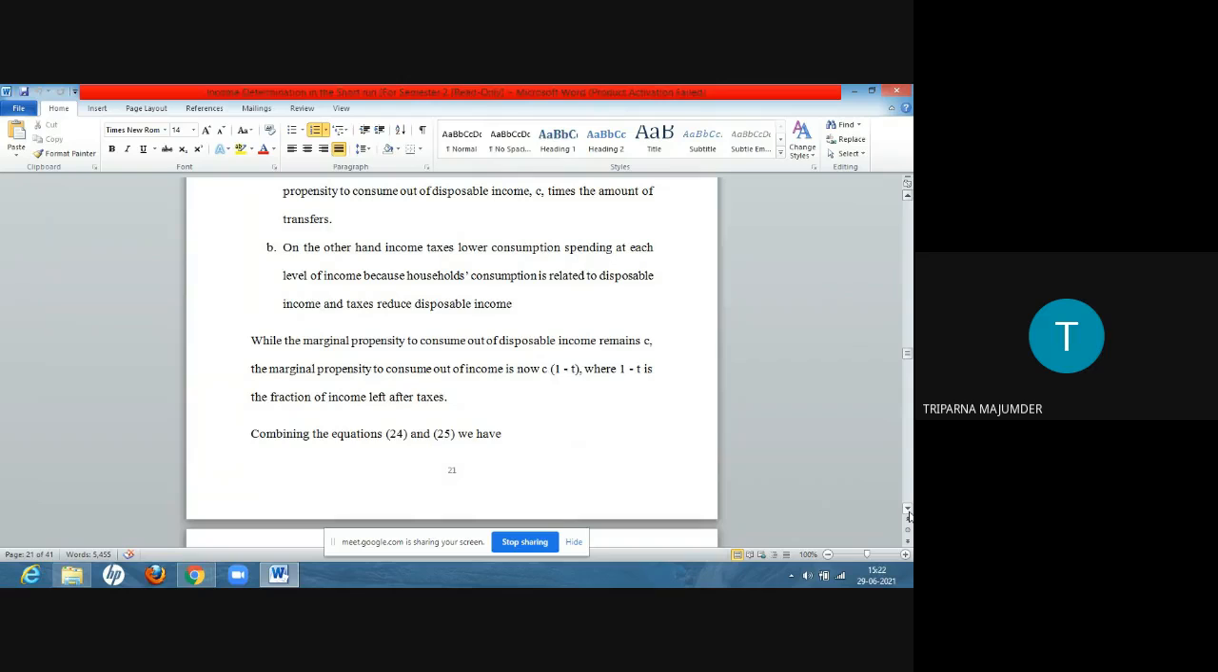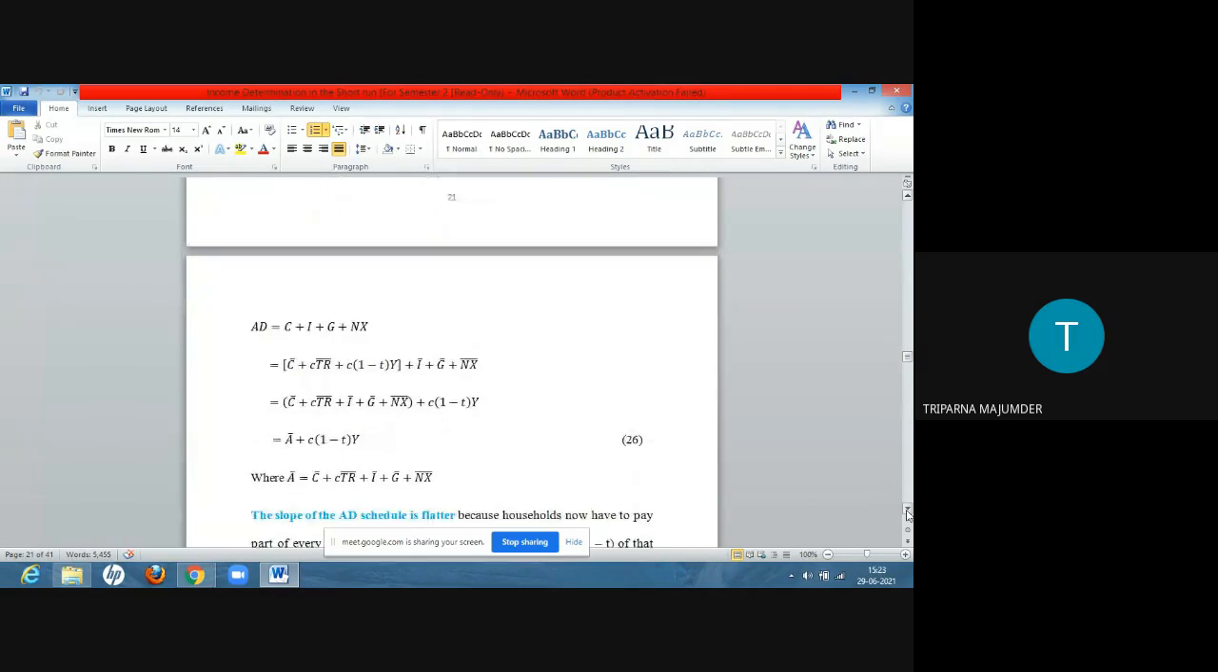Now, while the marginal propensity to consume out of disposable income remains small c, the marginal propensity to consume out of income is now c into 1 minus t, where 1 minus t is the fraction of income left after taxes. So we combine the two expressions to get aggregate demand. What is the aggregate demand? It is, you can recall, C plus I plus G plus NX.